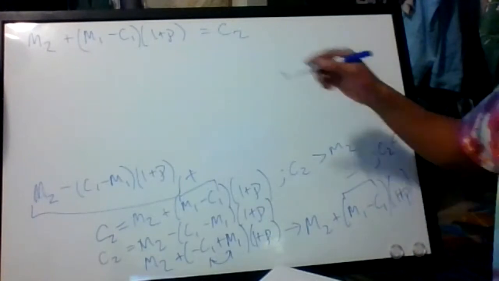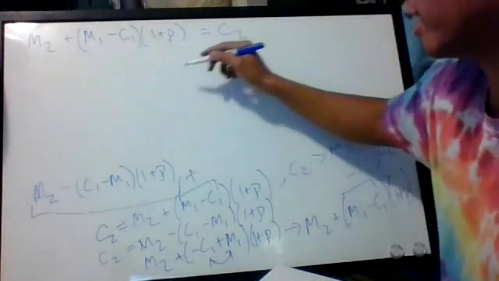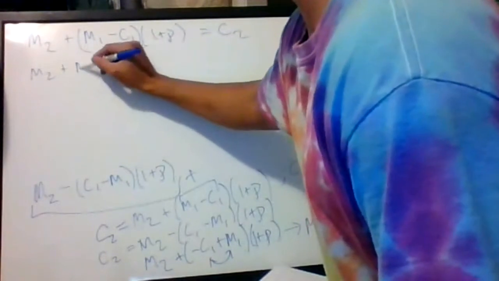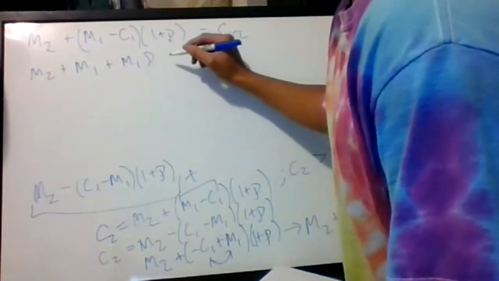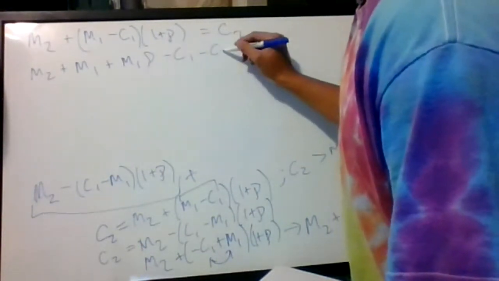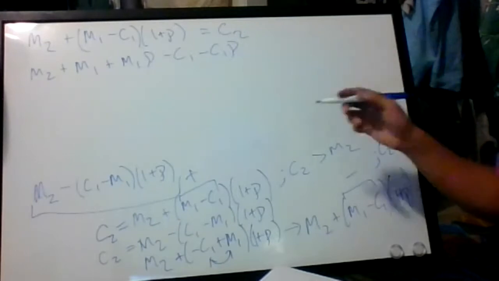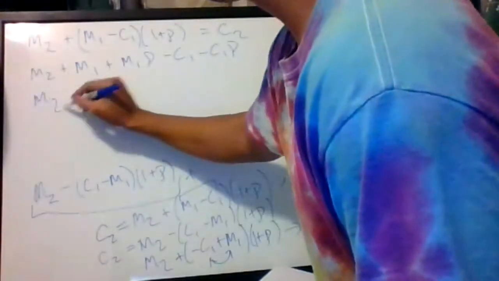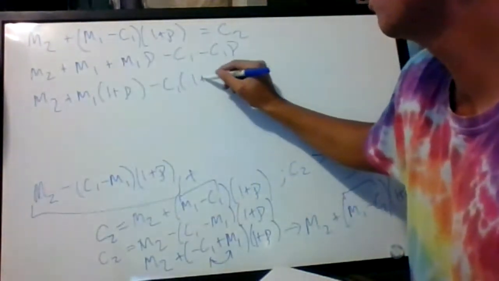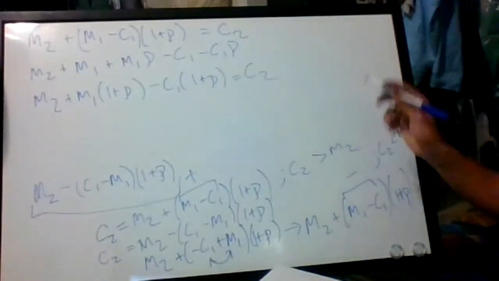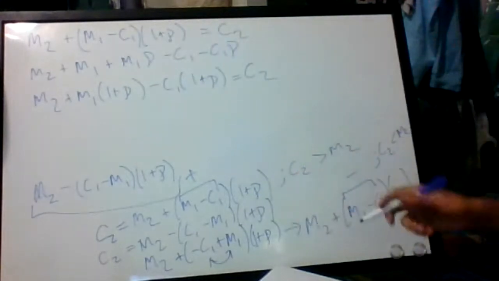So we know that we have this information given to us, right? And we know that we can FOIL this out so that we get M2 plus M1 plus M1 rho minus C1 minus C1 rho. And then from here, this will allow us to pull together like terms. Or another way of doing this is pretty much just distributing the M1 and the C1.